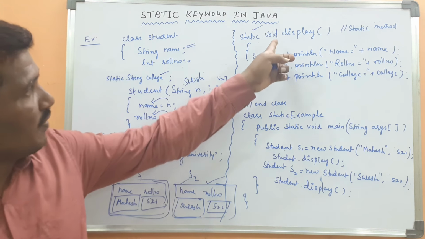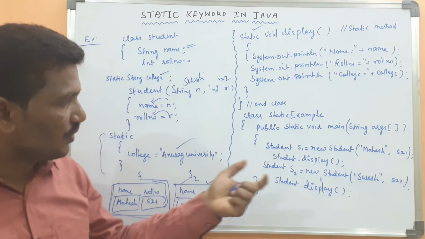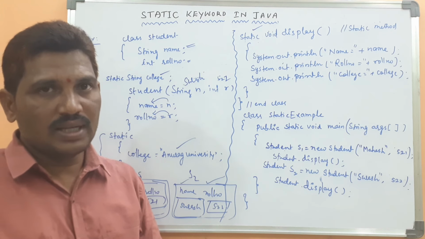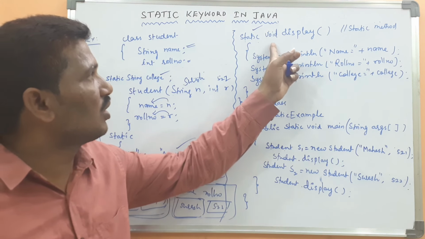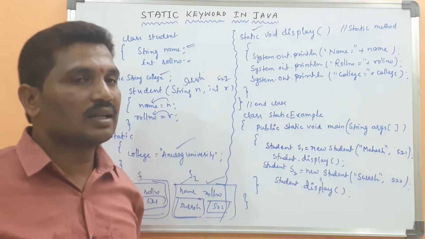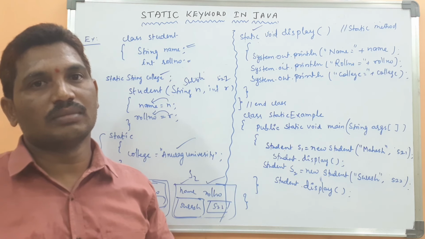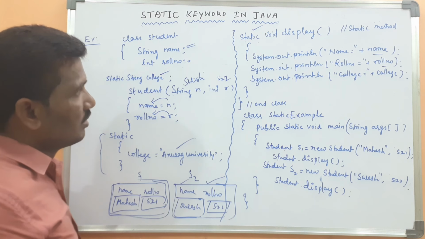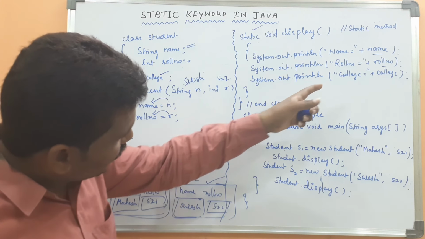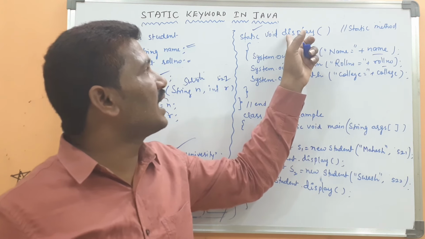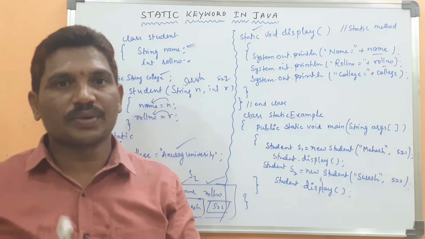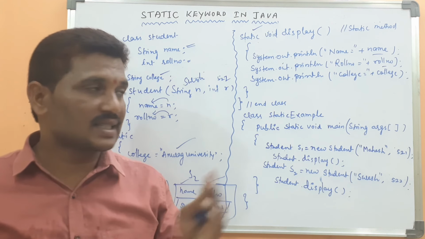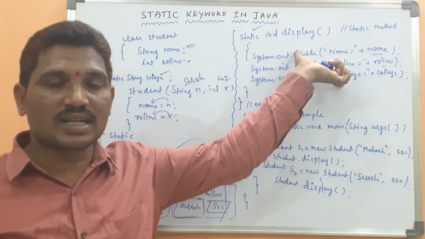When you make the method static and compile this program, two errors will be displayed. What are the errors displayed by this program? Because a static method can access only static members. The name and roll number do not belong to the static variables, so you are going to get errors on name and roll number. A static method can't access non-static members.